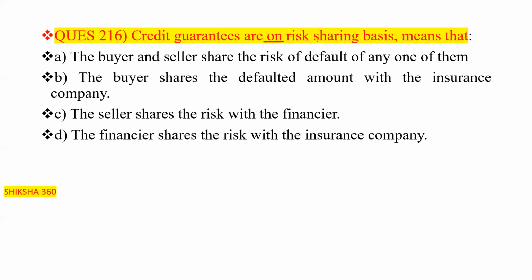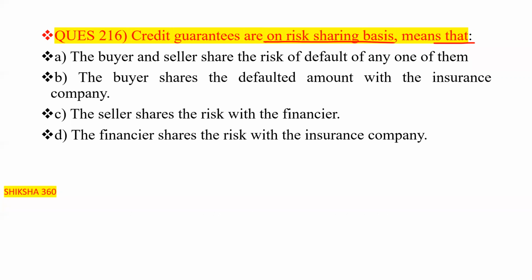Credit guarantees are on a risk sharing basis. What it means is that the buyer and seller share the risk of default of any one of them. If there is any risk, the buyer and seller will share. Second: the buyer shares the defaulted amount with the insurance company. Third: the seller shares the risk with the financer, or the financer shares the risk with the insurance company.